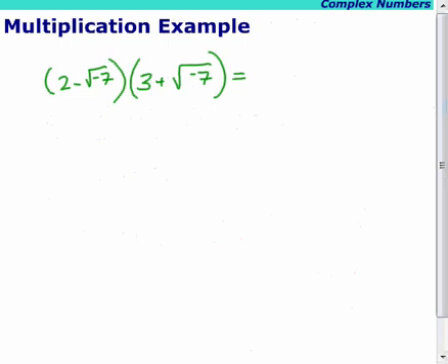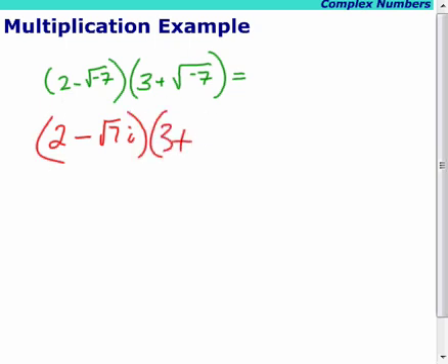So let's try one. Here's one. Oh, it's a FOIL thing. We can do that, FOIL with the radical things. Before I get going on my 2 times 3, 2 times this, let's first convert these radicals to the I form. So I'll rewrite it as 2 take away root 7I. Okay, there's 1, and the last one will be 3 plus root 7I.